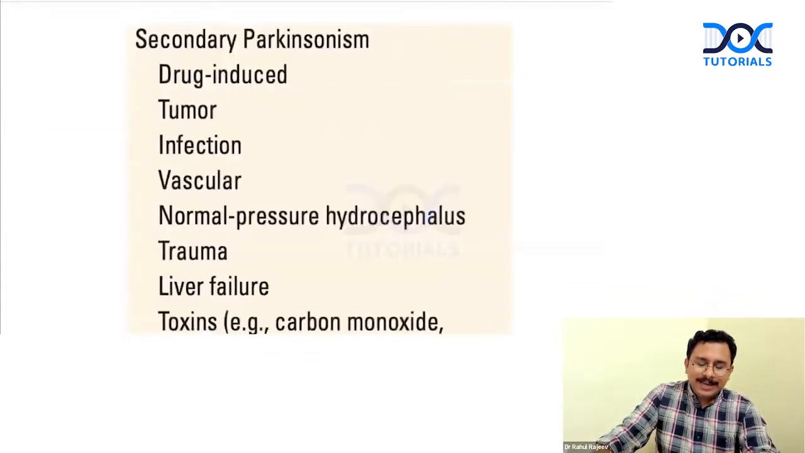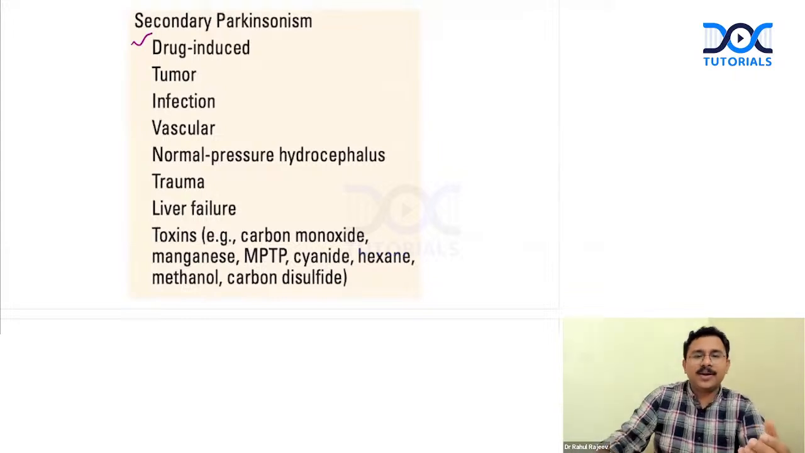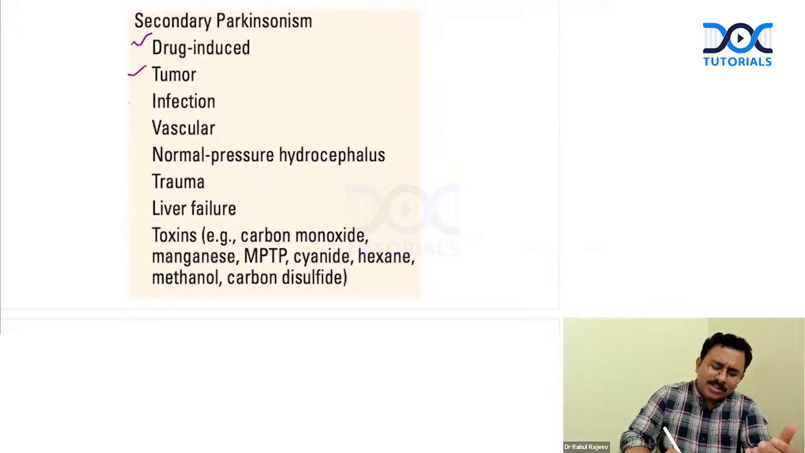Now, I have taught you in my lectures the causes of secondary Parkinsonism. What is the most common? Drug-induced. Example, antipsychotics. It can be due to other causes like tumor, infections, vascular causes, normal pressure hydrocephalus, trauma, liver failure.